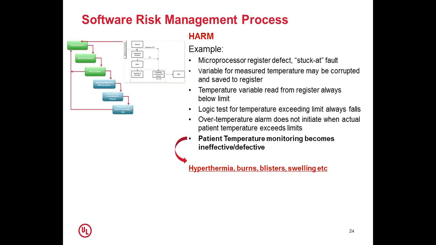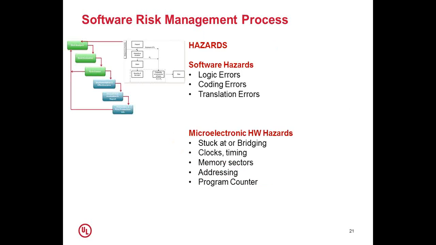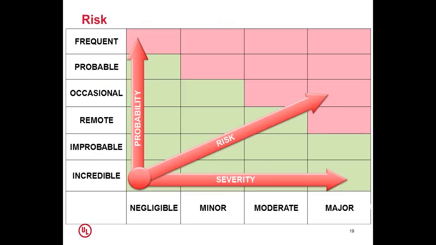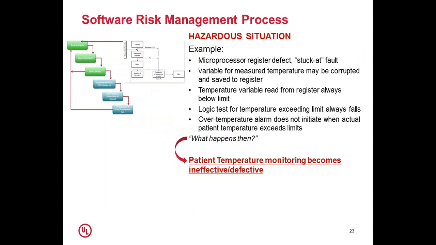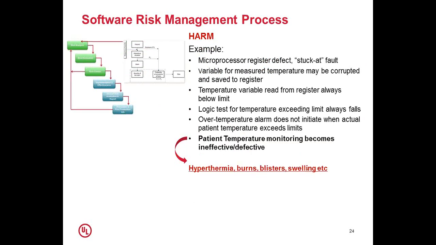With this harm, we will be able to determine whether the severity is acceptable. Probability is incredible, improbable, remote, occasional, probable, and frequent, and severity is negligible, minor, moderate, and major. Now, whether you consider this as minor or major depends upon the manufacturer or the designer. So, based on that, you would have to come down to an acceptable level.